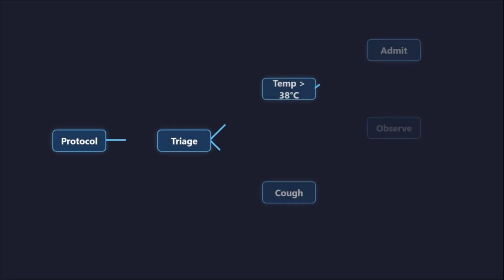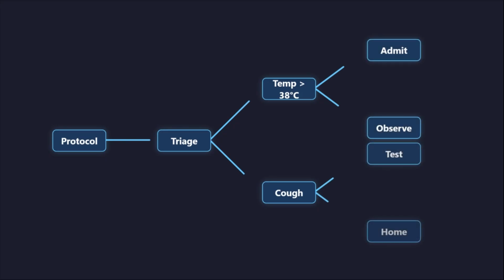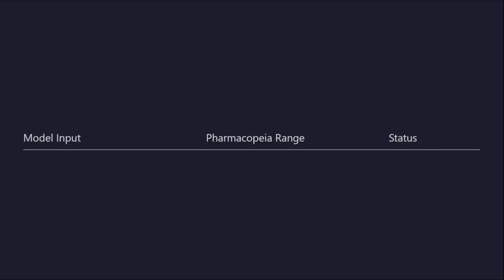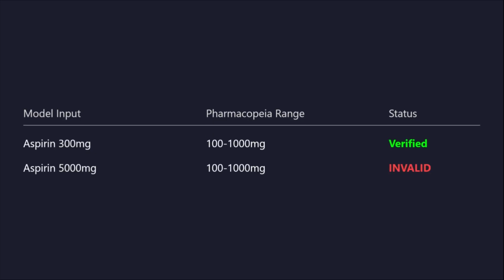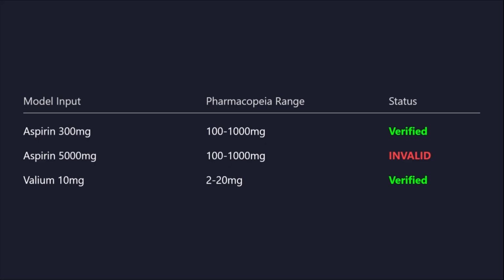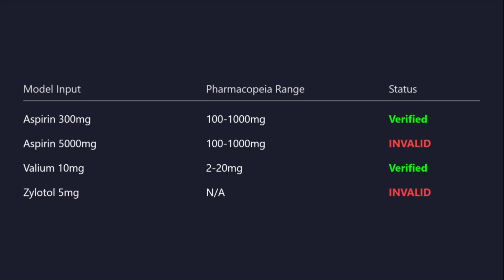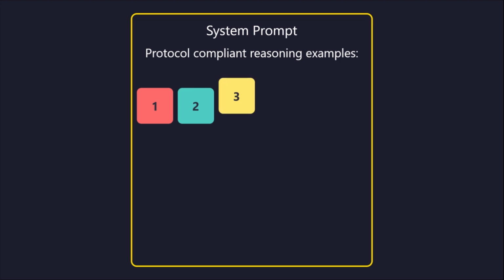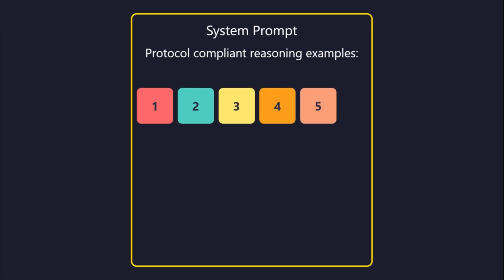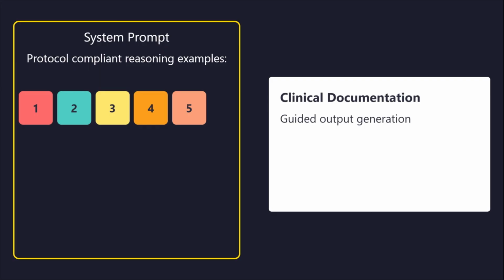Extract logical predicates from clinical protocols to build programmatic test cases that verify if the model follows the correct branching logic for patient triage. Identify non-existent drug dosages by comparing model-generated prescriptions against a verified pharmacopoeia using exact string matching and numerical range validation. Embed 5 diverse examples of protocol-compliant reasoning within the system prompt to guide the model toward the specific formatting and logic required for clinical documentation.